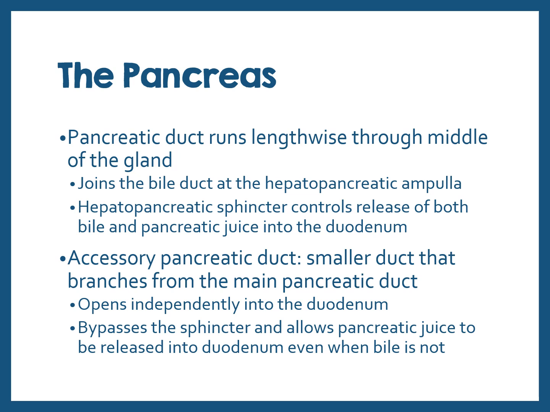There is also another duct that is a little smaller. It's called the accessory pancreatic duct, and that branches from the main pancreatic duct. And I have a picture coming up next to show you. But that will actually kind of bypass, it's like a detour, and it goes to the duodenum independently. And when it does this, it actually bypasses that sphincter to allow pancreatic juice to be released into the duodenum even when bile is not being released.